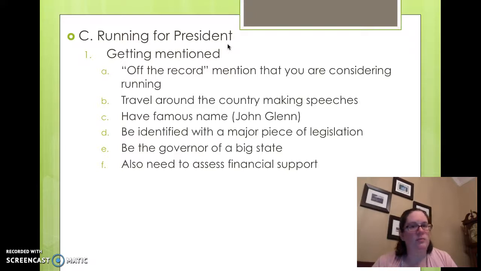All of these things are good, but you also need to take a very hard look at where you think your money's coming from. Okay, it's one thing to get your name out there in front of the public, but then privately, you want to check with your friends and your colleagues and your campaign contributors. Hey, if I run for president, will you support me? Because you can get your name out there all you want. If there's no money there to help back up your campaign, you're pretty much dead in the water.